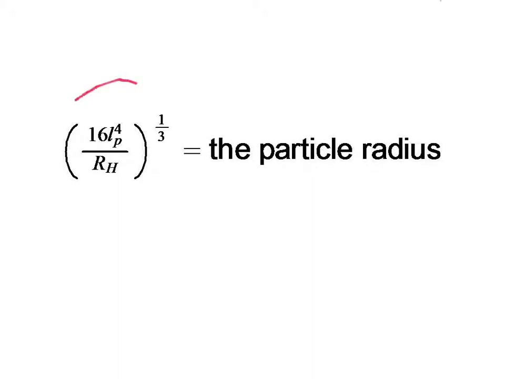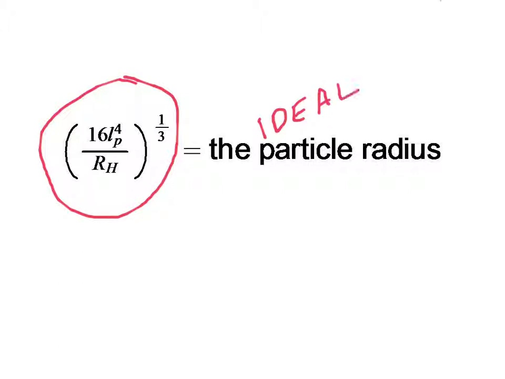And we're going to make the claim that the radius that we just determined is the particle radius, the ideal particle radius. The paper on the origin of matter, the next paper in the series, will go into great detail in discussing why this is the case.